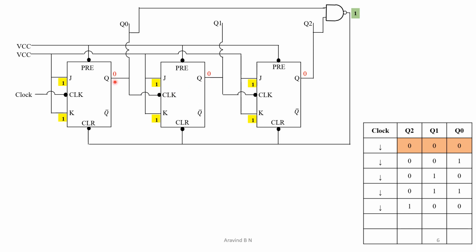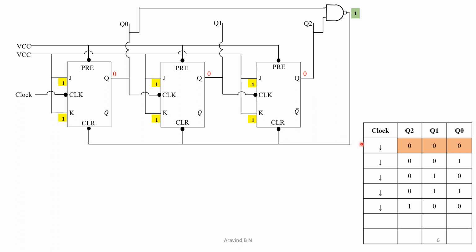And at this instant, what is the output of the NAND gate? Because the output of the NAND gate is connected to the clear of each JK flip-flop. So Q0 and Q2, both of them are equal to 0. Therefore, 0, 0 is the input to the NAND gate. Output will become 1. Since it is connected to clear, clear has no effect on the count. We can continue with the regular up counting operation.